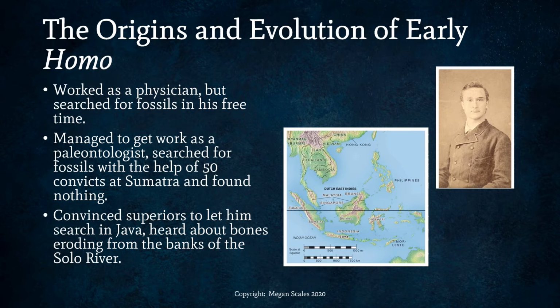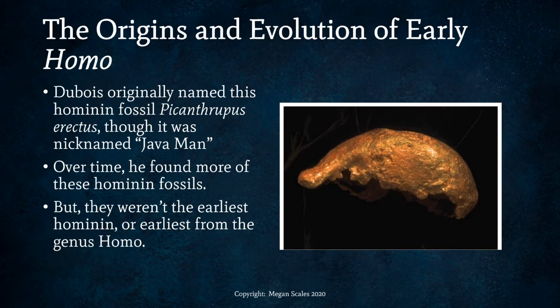He managed to get work as a paleontologist and searched for fossils with the help of 50 convicts at Sumatra and found nothing. He convinced his superiors to let him search in Java and heard about bones eroding from the banks of the Solo River. He originally named this hominin fossil Pithecanthropus erectus, though it was nicknamed Java Man.